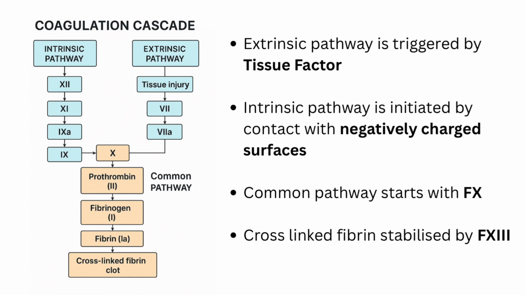Here the sequence begins with factor 12, which activates factor 11, then factor 9, and finally factor 8 acts as a cofactor. The common pathway starts when activated factor 7 from intrinsic and activated factor 9 from extrinsic pathway activate the factor 10, which becomes factor 10A. Factor 10A with help of factor 8 converts prothrombin to thrombin. Thrombin converts fibrinogen into fibrin, forming a stable clot.